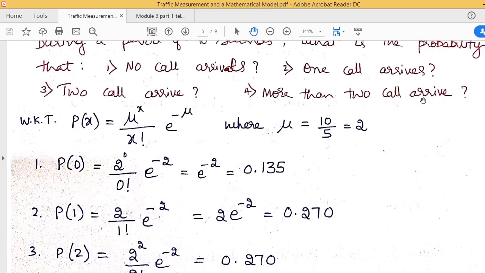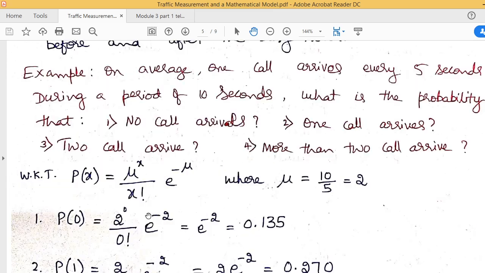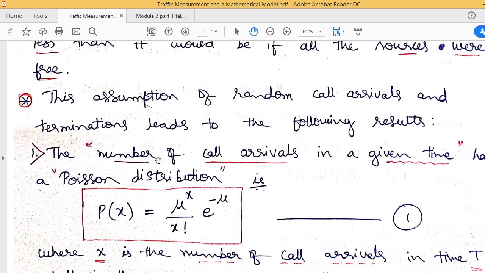Similarly, more than 2 call arrivals can be computed as P of greater than 2 equal to 1 minus all these three summations: the probability of having 0 calls, the probability of 1 call arriving, and the probability of 2 calls arriving. That gives the probability of having calls greater than 2, and it was found to be 0.325. So please note that this example is based on our first result of pure chance traffic.